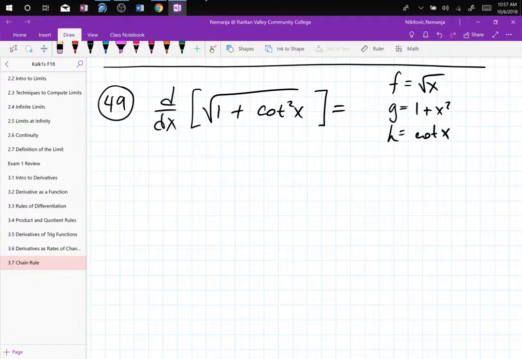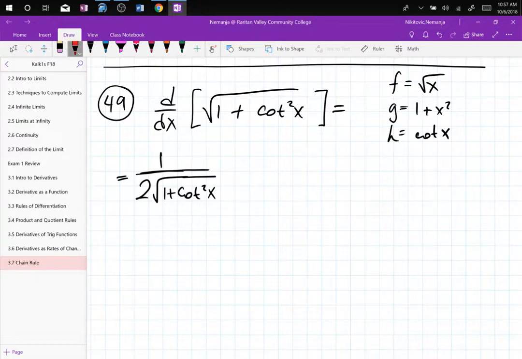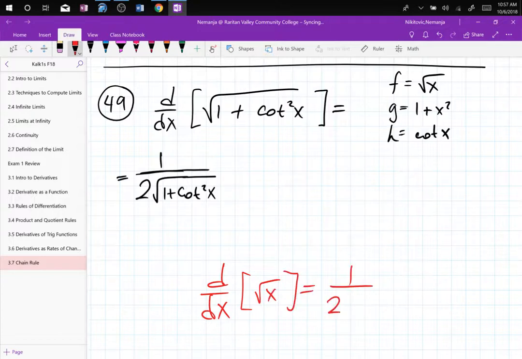Let's take a look at this problem together. The derivative of square root of x is 1 over 2 square root of x. I'm going to replace that x obviously with the inside, which is 1 plus cotangent squared x. You might want to write that as a formula, so you don't have to mess with the 1/2 and subtract 1 and all of that. The derivative of square root of x is 1 over 2 root x as a shortcut, pretty much.